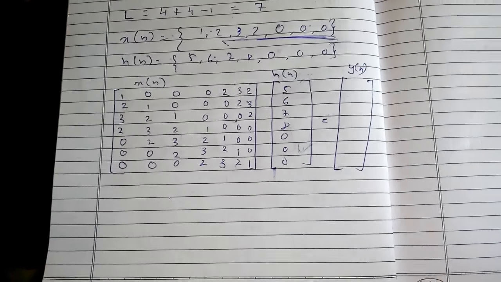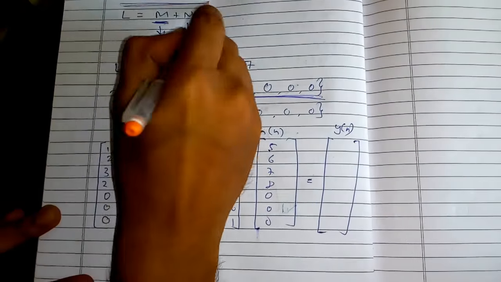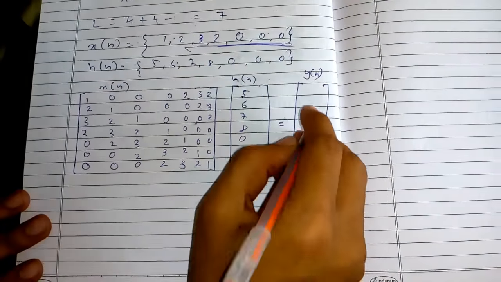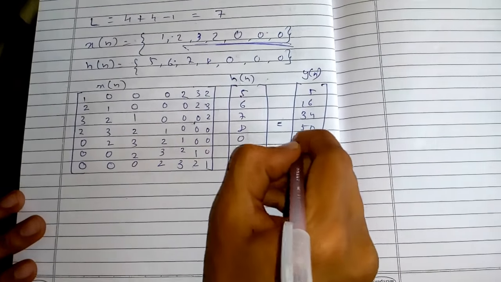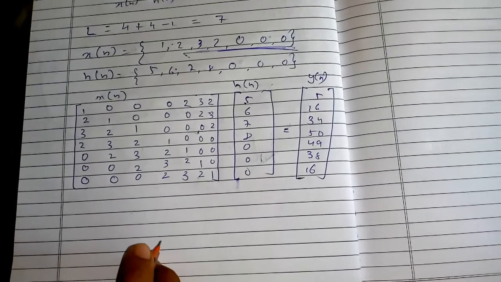Now since in this question it was told to find linear convolution using circular convolution, that is why I had to do all this. Okay, 5, 16, 34, 50, 49, 38 and 16. This will be your final answer.